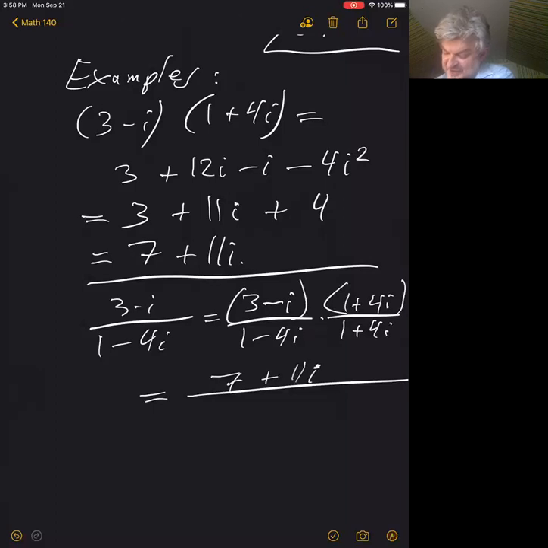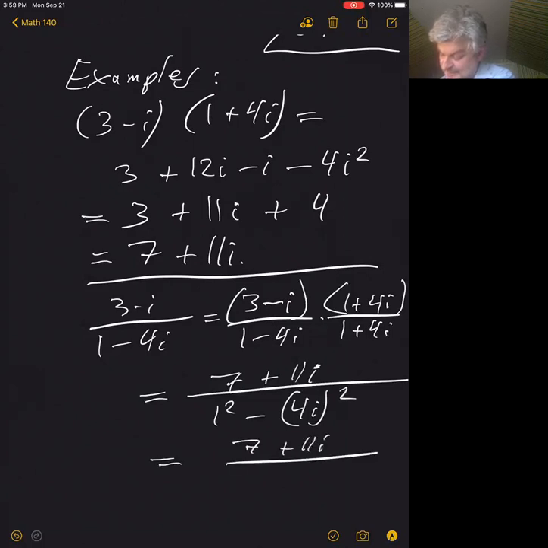And in the denominator, we get 1 squared minus the quantity 4i squared, which is 7 plus 11i divided by 1. What is 4i squared? The quantity squared is 16 times negative 1.